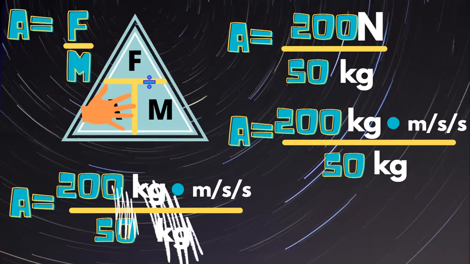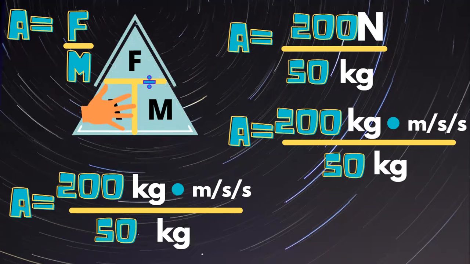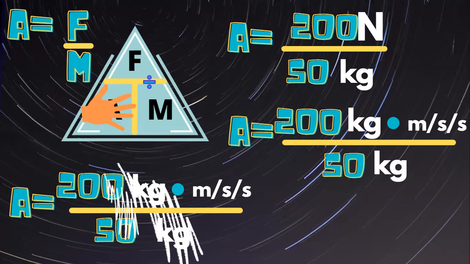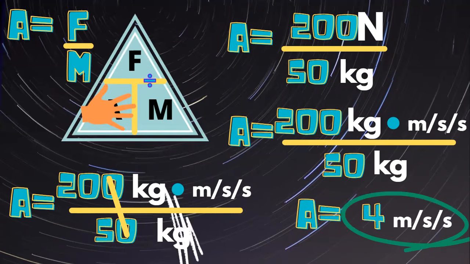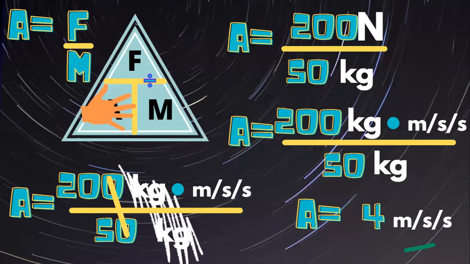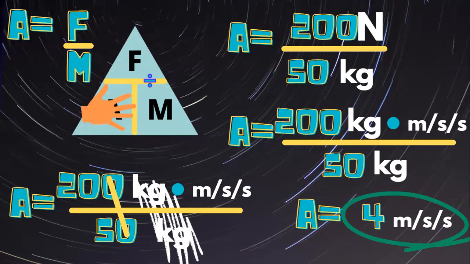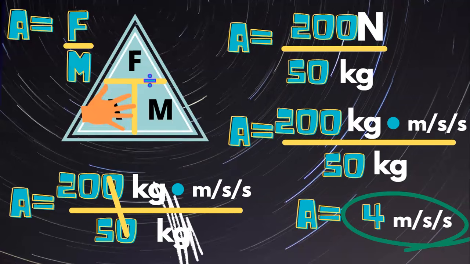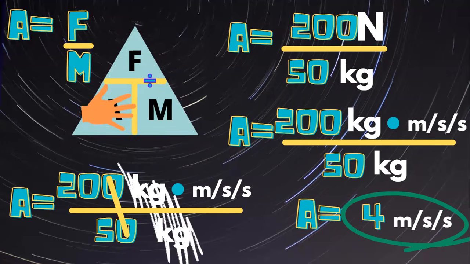So now our problem is acceleration equals 20 meters per second squared divided by 5. So what's 20 divided by 5? That's right, it's 4. So our acceleration in this problem is 4 meters per second squared, which is how fast that person is riding their bicycle.